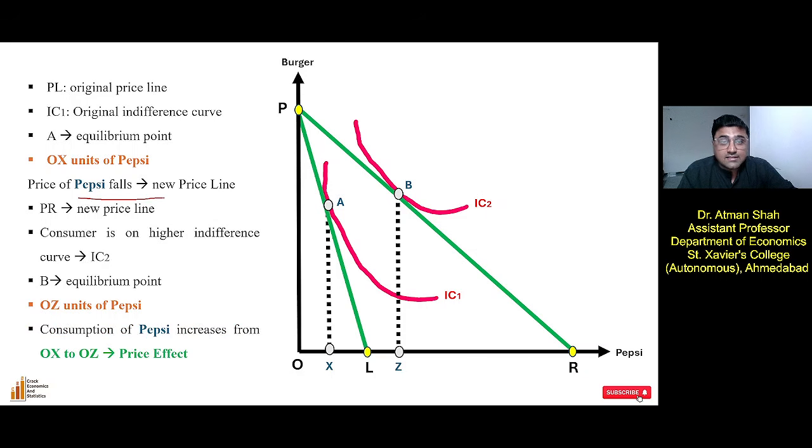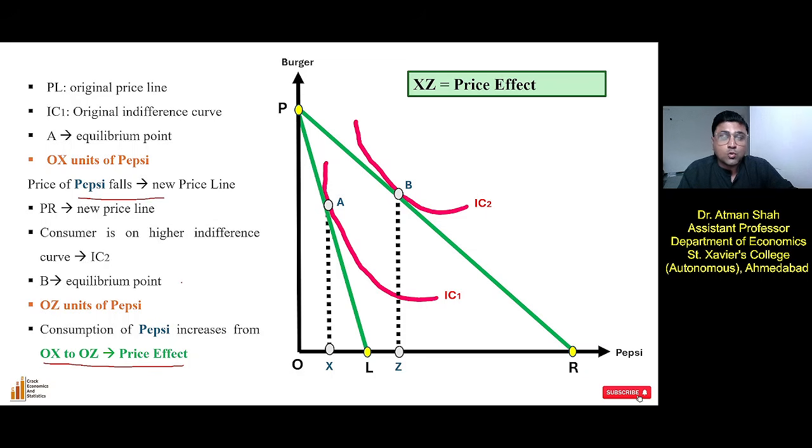So the consumption of Pepsi has increased from OX to OZ, and that is the price effect. Because the price of Pepsi has gone down, the consumption of Pepsi increases by XZ amount, from OX to OZ. So that is the price effect. Now we need to understand the decomposition of this price effect into substitution effect and income effect.